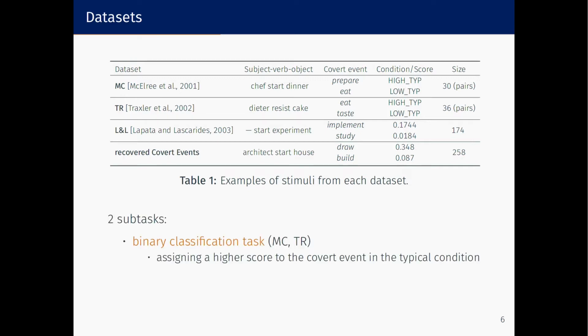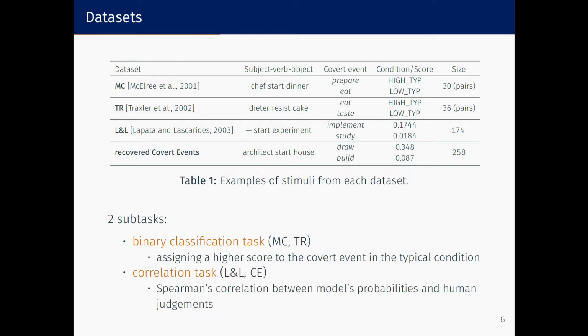For the first 2 datasets, the models have to perform a binary classification task. Each triple is associated with 2 verbs, a typical and a less typical one, and the model is evaluated on its capability of assigning a higher probability to the verb representing the typical condition. In the case of the latter 2 datasets, for each model we compute Spearman's correlation between the probabilities generated by the models and the scores resulting from human judgments. The higher the correlation, the better the model is performing.